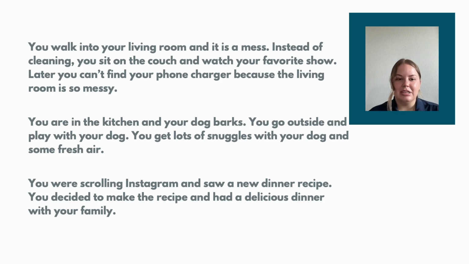Lastly, we have another example. You were scrolling Instagram and saw a new dinner recipe. You decided to make the recipe and had a delicious dinner with your family. So again, we have that environment. So we have Instagram, right? And we have that dinner recipe that's popping up in our environment. And so then we decide to engage in the behavior of making that recipe. And because of that, we get this delicious dinner with our family. So again, in all 3 of these examples, we can see these interactions between the environment, what's happening in the environment, and then what we're doing, and then the consequences of what we're doing.